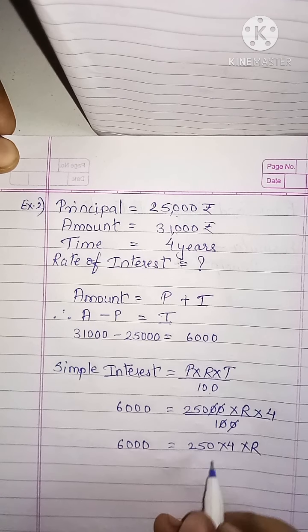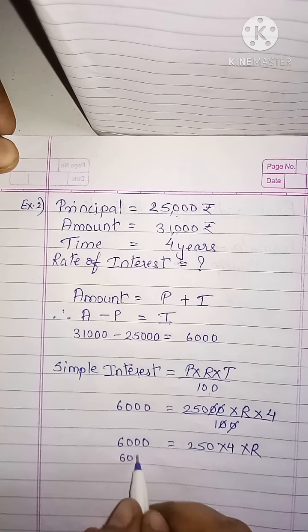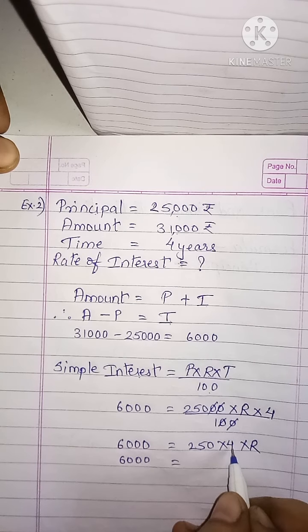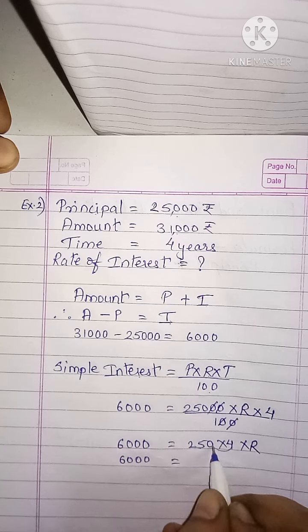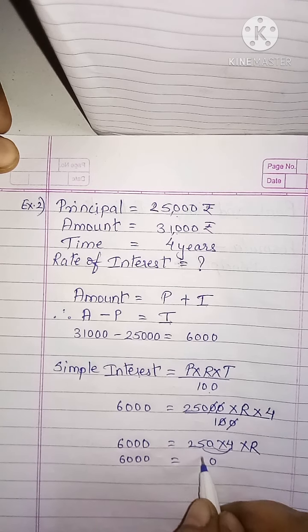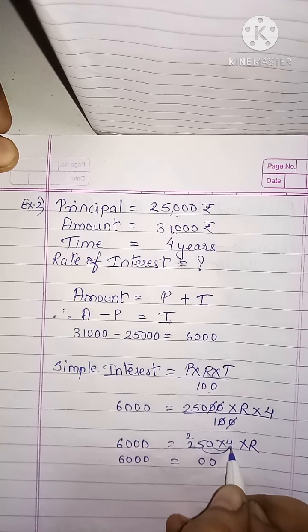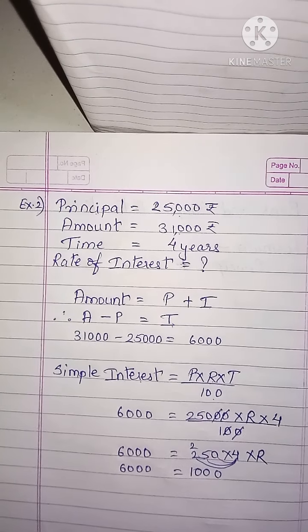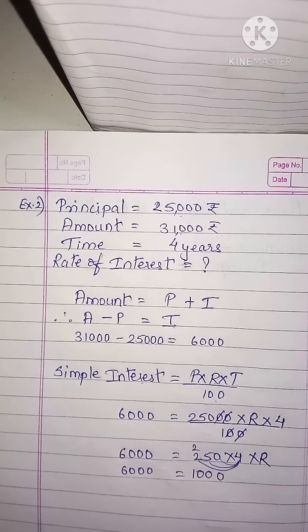Okay, so 6,000 into 250 into 4. 4 zeros are 0. 4 5s are 20. 2 carry over. 4 2s are 8, 9, 10. Okay, is equal to 1,000.